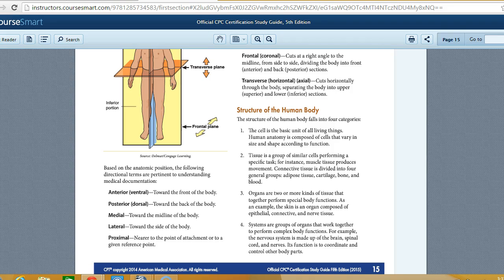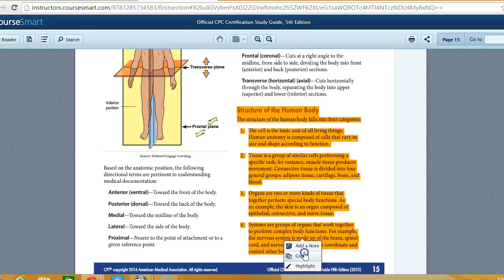All right. The structures of the human body go from 1 to 4. Of course, first you start off with the cellular, then you go to the next, tissue, then the organs, and then body systems. So make sure you all know the different structures of the human body as well. I'm talking about this right here, you all. Make sure you know this as well.